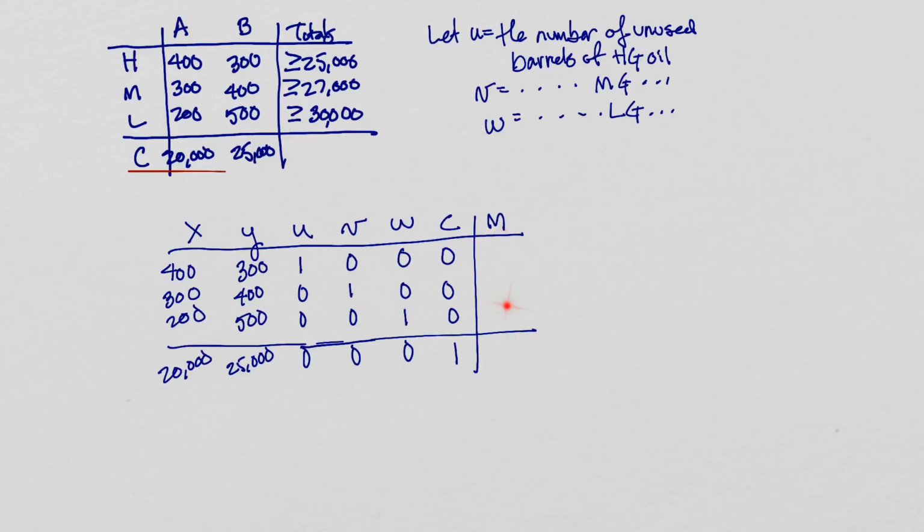Now let's fill in our M column. That's going to be right here. So we're going to have 25,000, 27,000, and 30,000. And we're going to have a 0 right here. So let's talk about what all of this means.